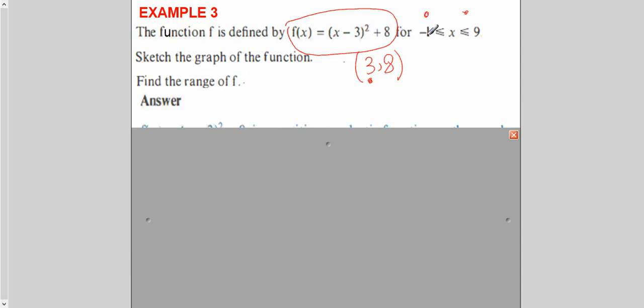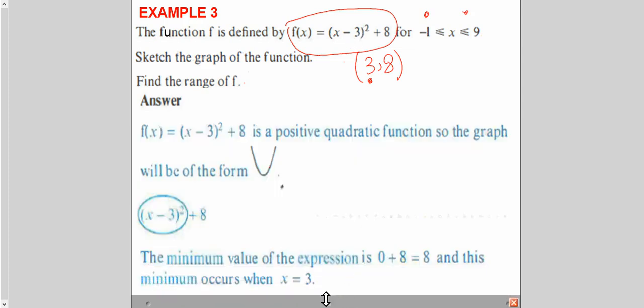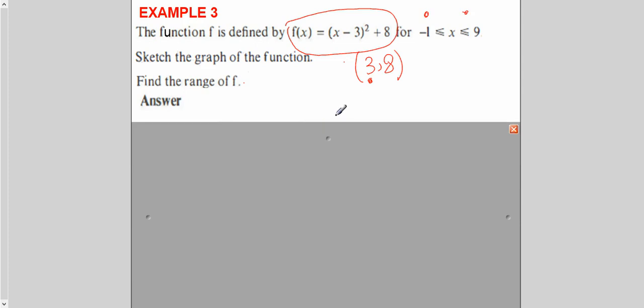If you substitute minus 1 here, what will you get? Let's see here. Okay, it's not here, so let's do it. It might be on the next page. Wait.